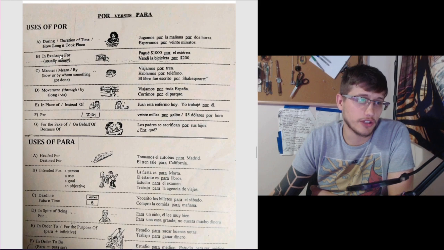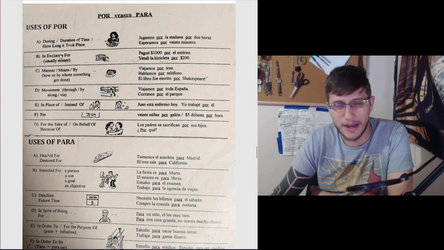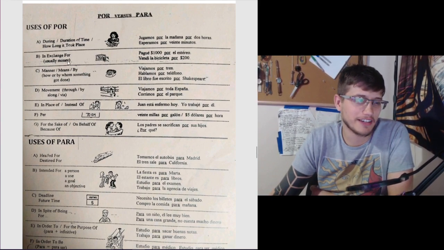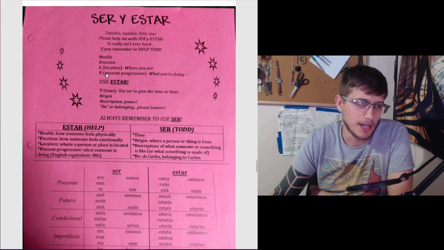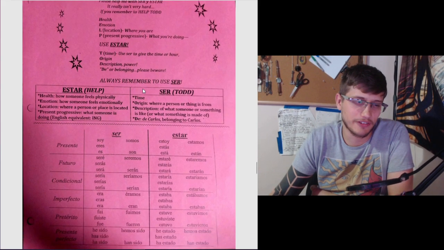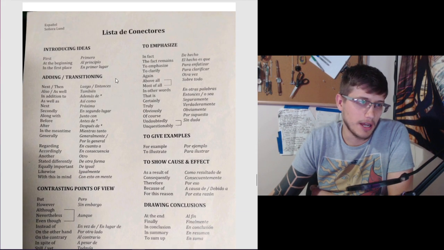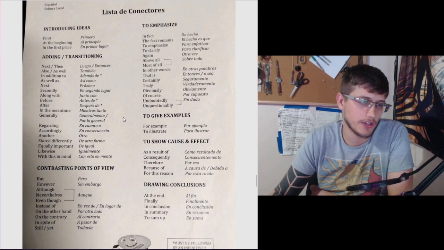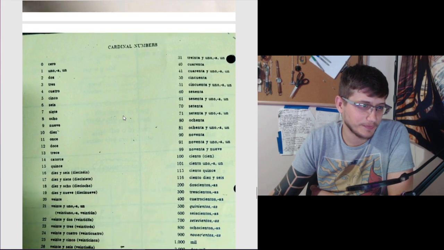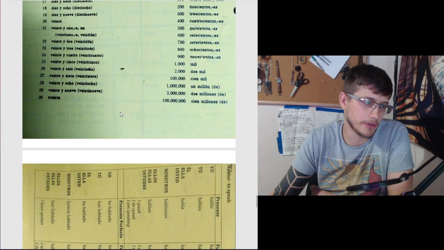Then here I have the famous por versus para, right? This is something a lot of students get stuck on, right? And so this is a really helpful sheet just to reference. Here's ser versus estar, right? Similar kind of difference there. And then particularly for essay writing, here's a list of really great connective words which you could use in your essay writing. Here's just the numbers.